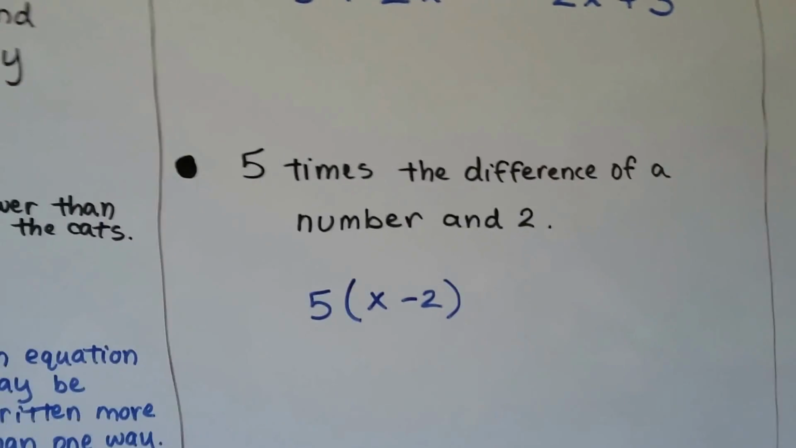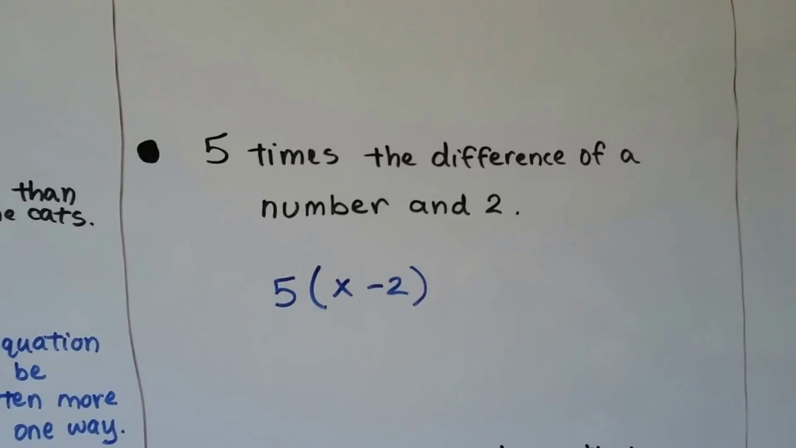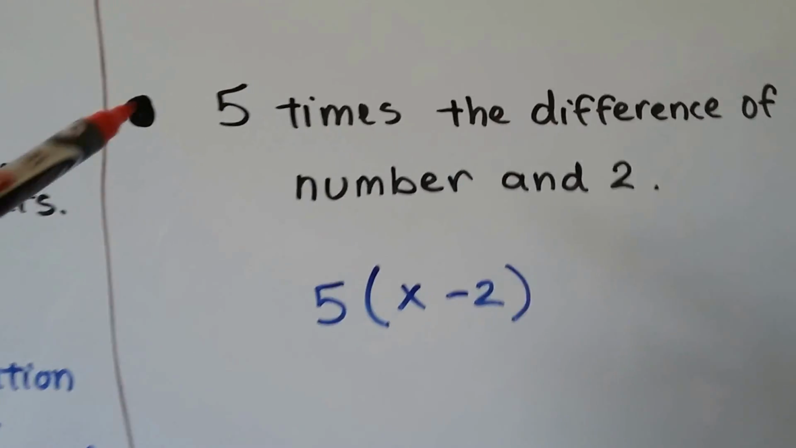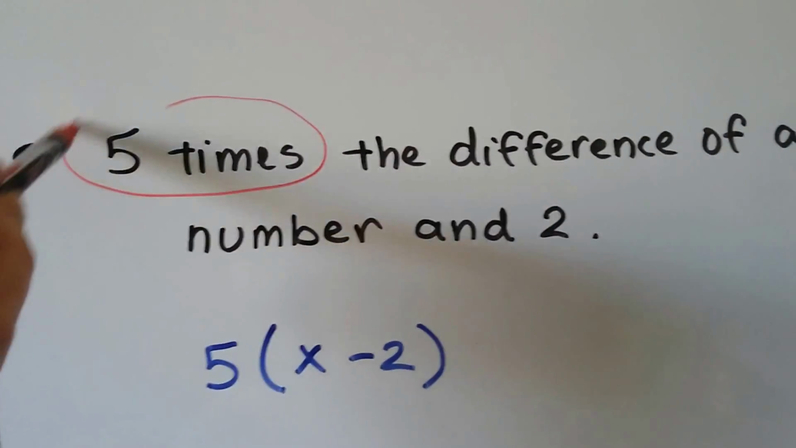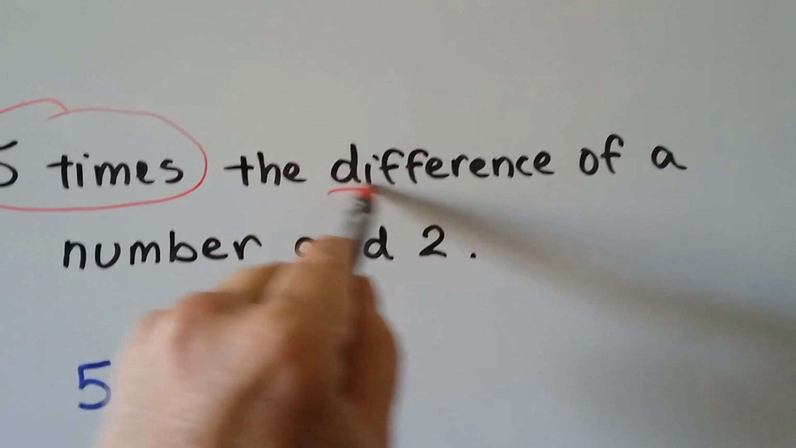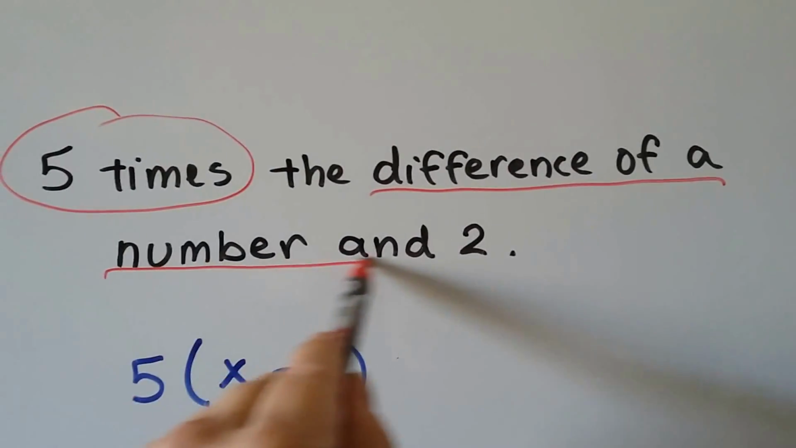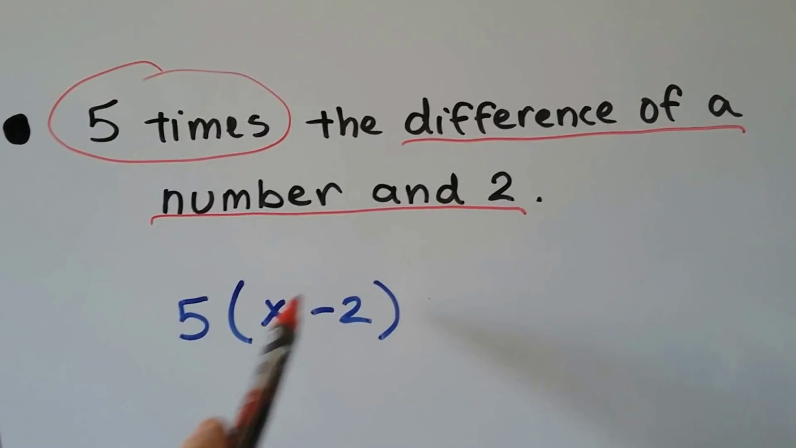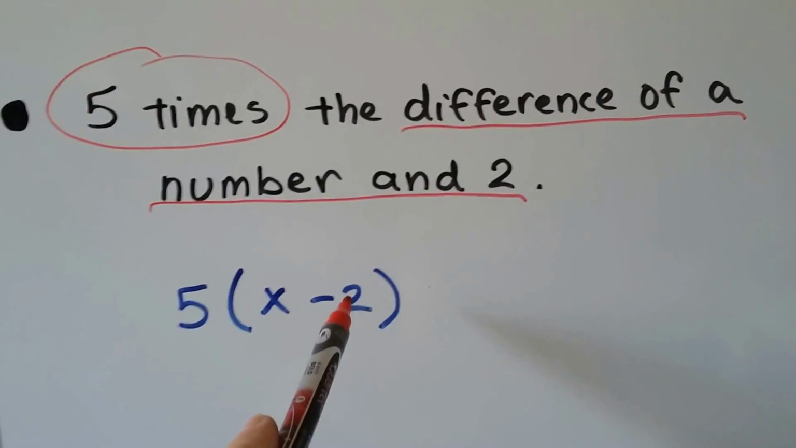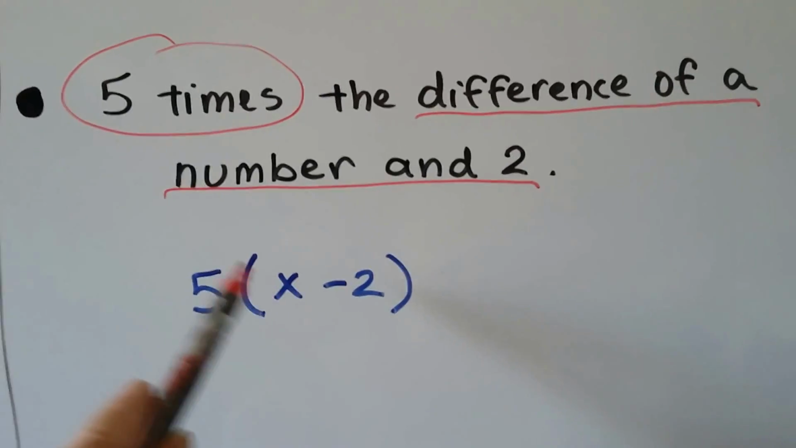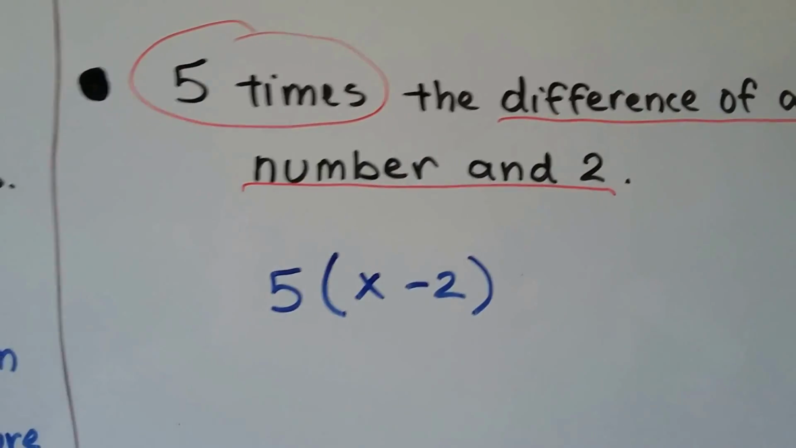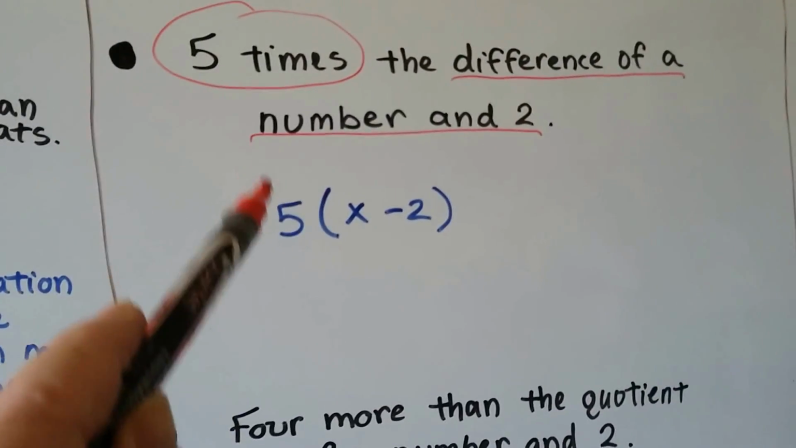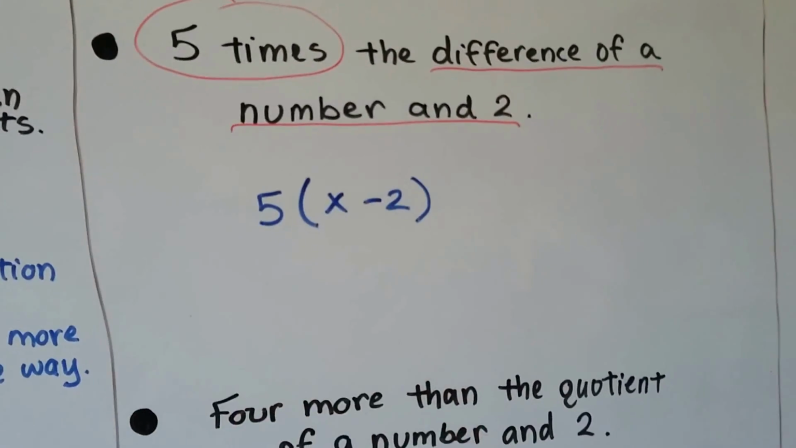This one says 5 times the difference of a number and 2. So if you break this apart into a couple of parts, we've got 5 times, and we've got the difference of a number and 2. And the difference of a number and 2 is x minus 2. That's the number minus 2. But we have 5 times it, so it's outside parentheses. We've got 5 times x minus 2, see? We would distribute that, wouldn't we? We'd have 5x minus 10.